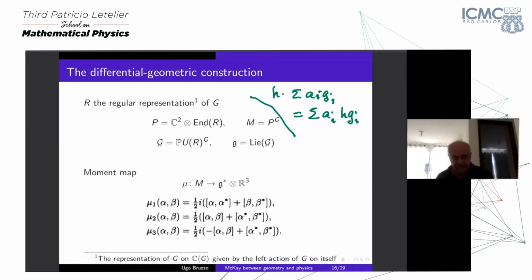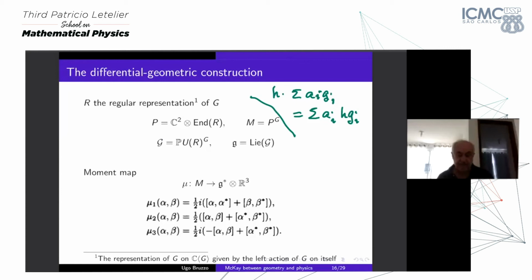So you take the endomorphisms of the regular representation times C2. This carries in a natural way an action of the group G. Because G acts on C2, it acts on the regular representation. And you take the invariants. So this is the invariant subspace. I call it M.